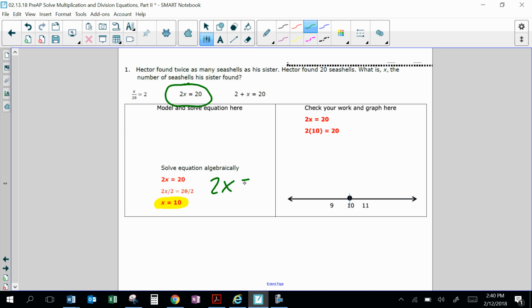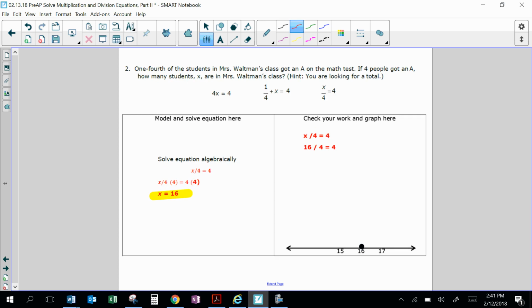2x equals 20. Is x isolated on the left side of the equation? It is not. What is the inverse of multiplication? Divide by 2. I balance it on both sides. This cancels. x equals 10. Did you graph 10 on the number line with a closed dot?